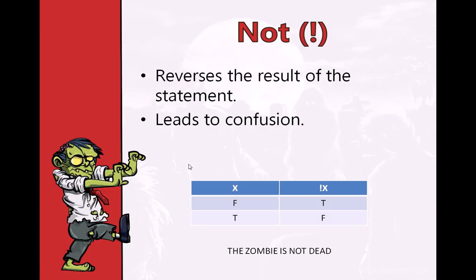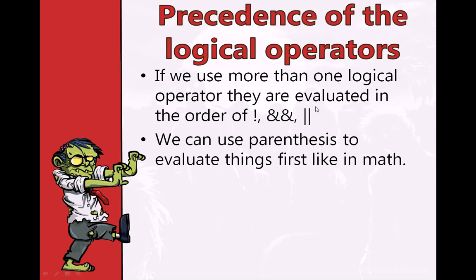So what we're going to do here is look at precedence of the logical operators, because if you have more than one of these in a statement, there's a certain precedence level, just like there is in math. If we use more than one logical operator, they are evaluated in the order of not and or. So if I have not this or that, the not is going to operate first, then the or is going to operate. So keep this order of operations in mind as you're programming. Not and or.